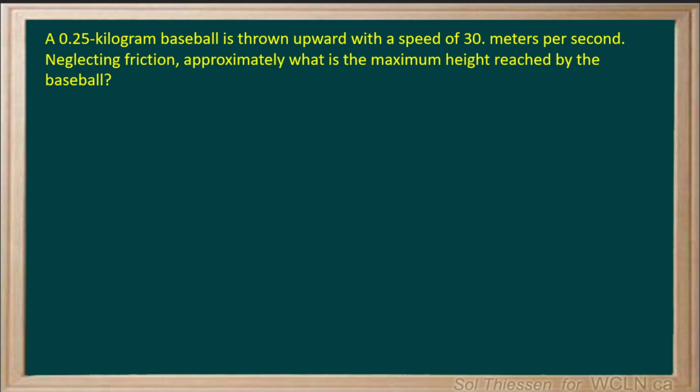A 0.25 kilogram baseball is thrown upward with a speed of 30 meters per second. Neglecting friction, approximately what is the maximum height reached by the baseball? So we know the initial velocity.